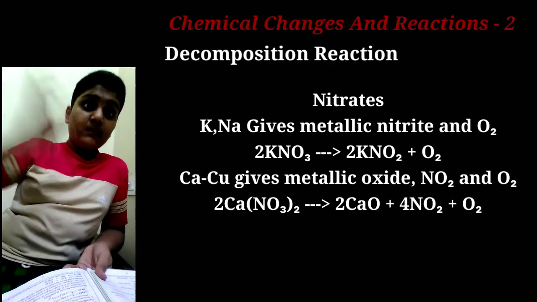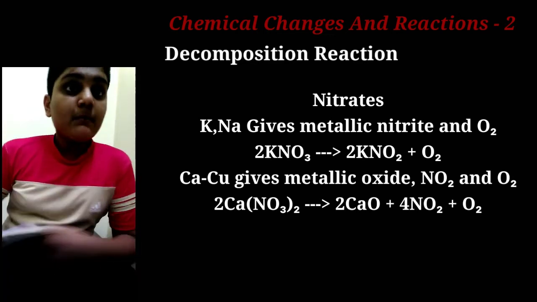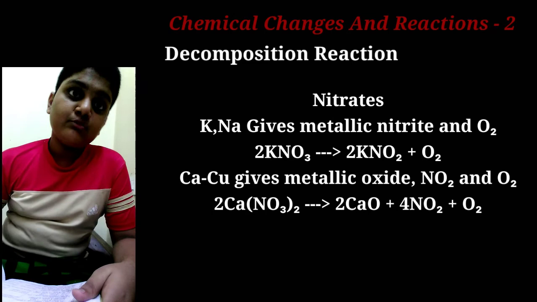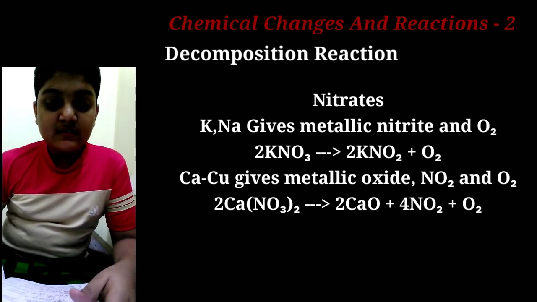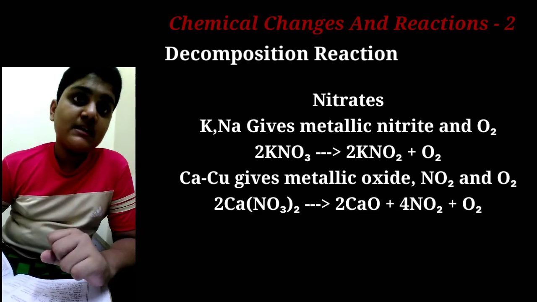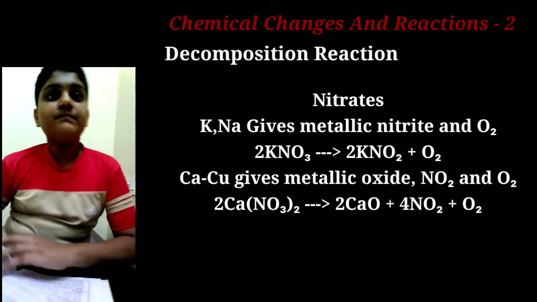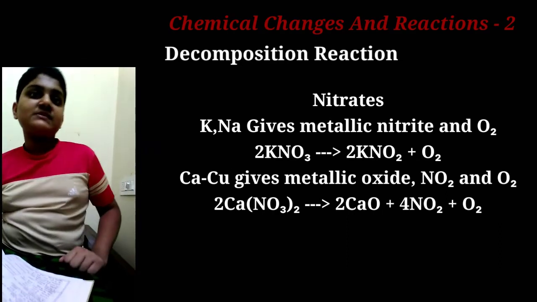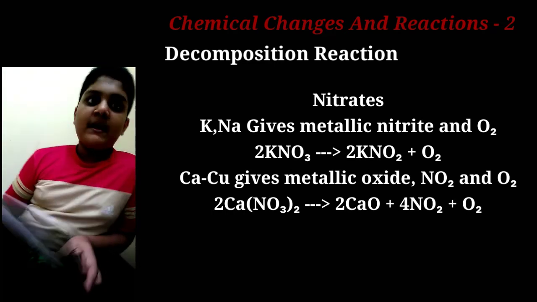So let us summarize this in simple words. Thermal decomposition of oxides: potassium to copper are stable to heat. Then mercury and silver, their oxide gives metal plus oxygen. For example, HgO gives Hg plus O2. You have to balance it.